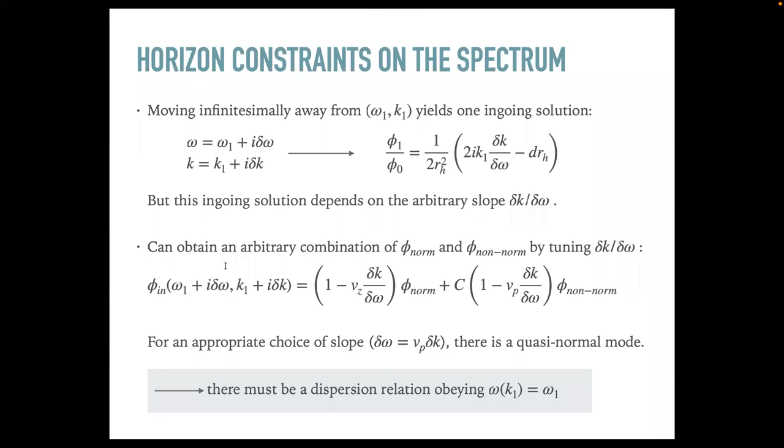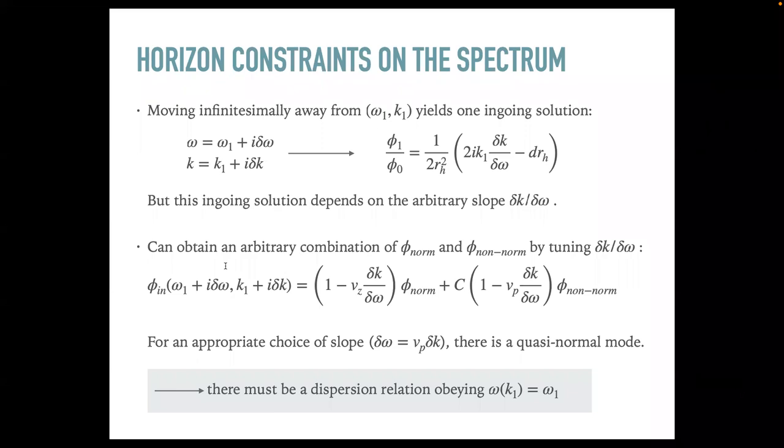Here we can solve for phi 1 in terms of phi naught and get some unique expression. But the important thing to notice is that the precise value of phi 1 over phi naught depends strongly on how exactly I move away from this point in Fourier space. So it depends on what delta k over delta omega is. If I change this, I'm going to get a very different solution. And the ingoing solution is going to look very different based on exactly how I move away from this point.